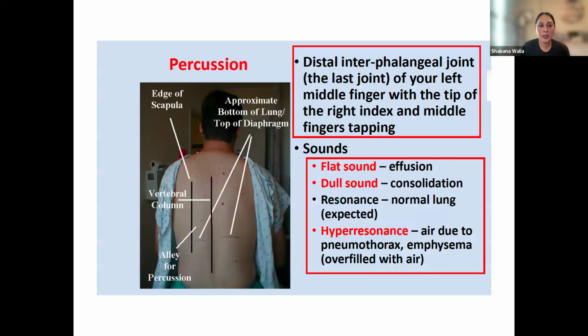So how you're going to percuss, this is a great depiction of how to do it. Ask your attendings the next time you're on shift, or just try this.